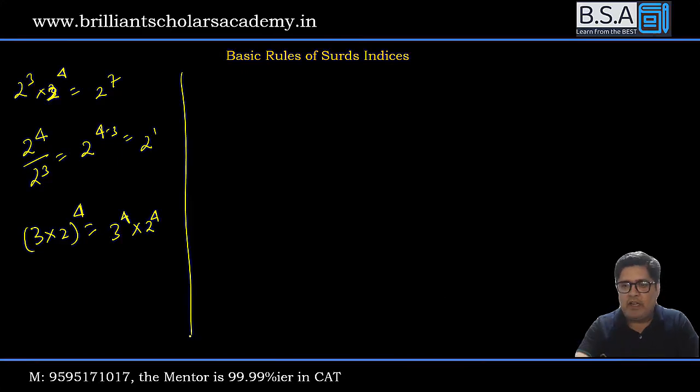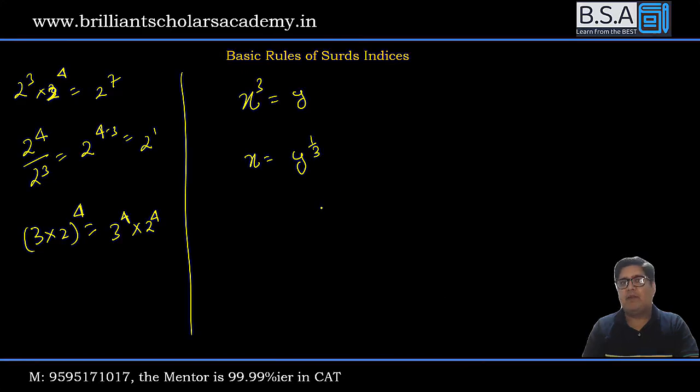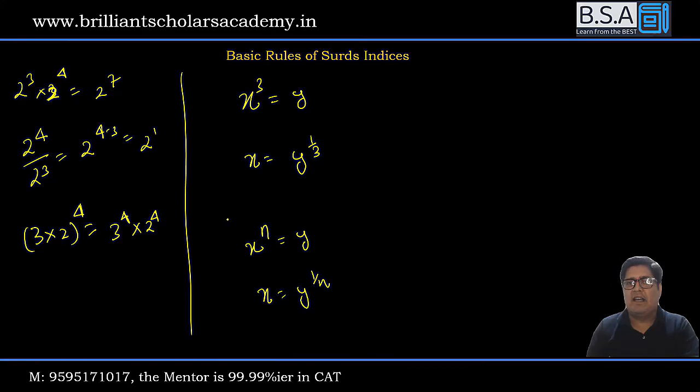Let me show you the conversion between surds and indices. If I come across, let us say, x cube is equal to y. What I can do is I can write x is equal to y to the power 1 by 3. So we say if it is x to the power n is equal to y, left hand side is the indices. If you transfer that power, it becomes a surd on the right side. They are interchangeable.